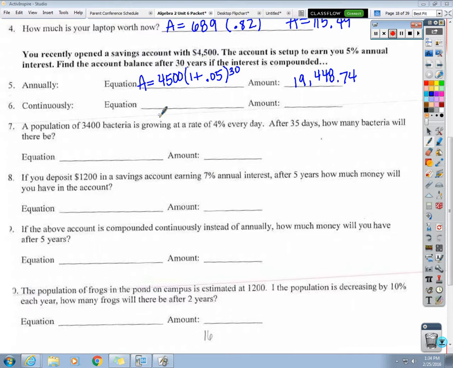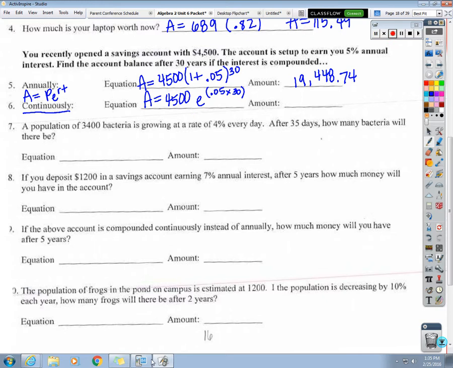The next one wants us to use this same scenario, but the interest is compounded continuously. Anytime you see that word, that's when you use that third formula: A equals P times e raised to the rt. So A equals, what goes in the P place? Right, 4,500. But then e raised to the r times t. Well, what is the rate? 0.05. And then times 30.